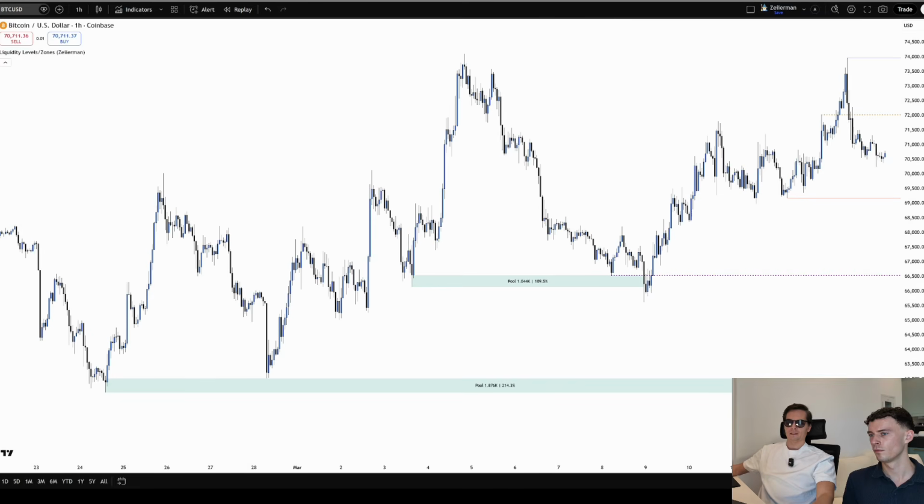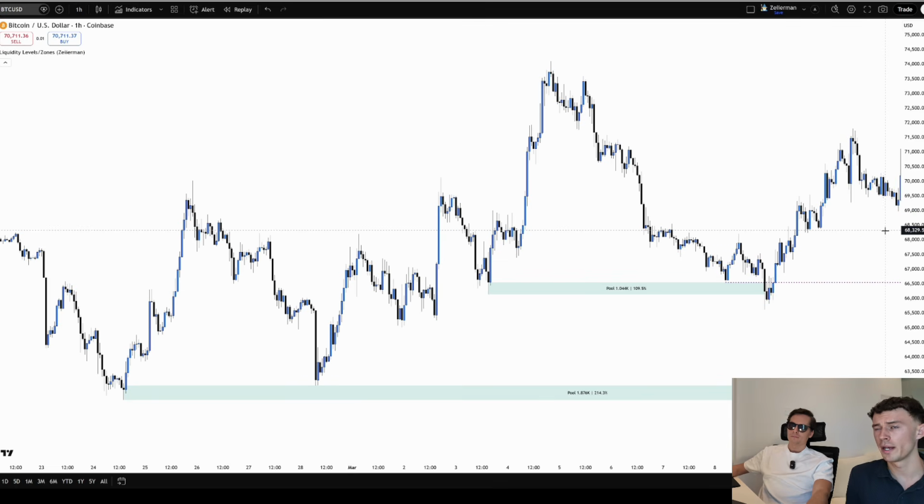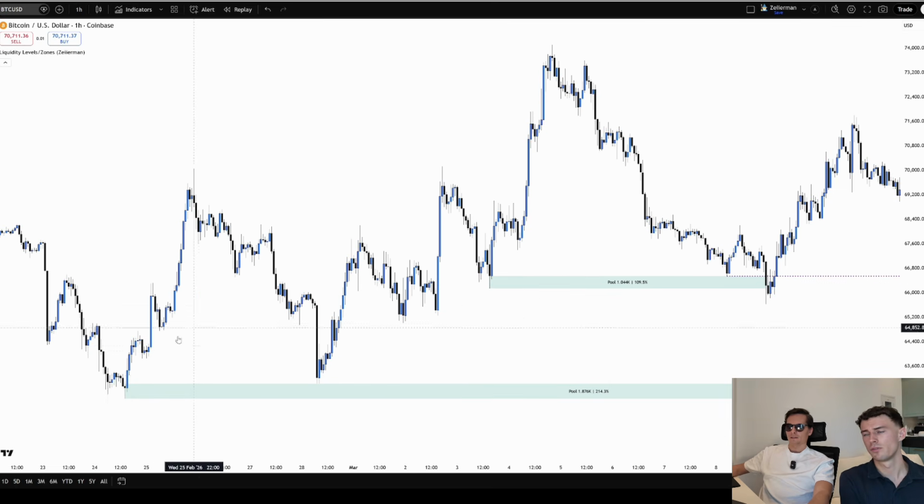It's absolutely amazing. So this is the 1 hour chart on the Bitcoin, right? It's really cool. So we have some zones here, right? You can see we have this nice green zone. It's saying a pool, and what we mean by the pool is a liquidity pool.